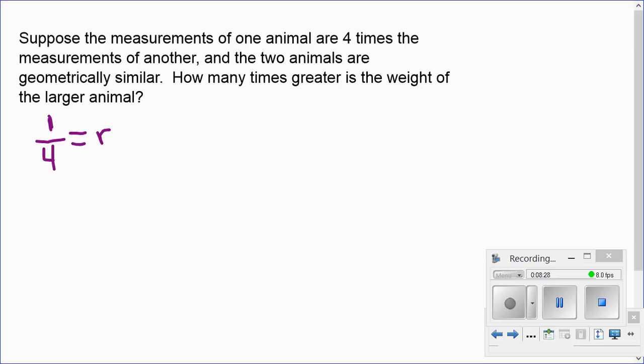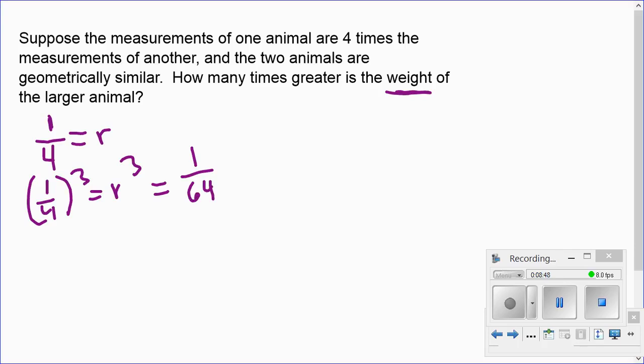So it says how many times greater is the weight of the larger animal. So we're talking about weight. Weight, remember we just looked at, is R cubed. So I'm going to have to take 1/4 and cube it to get R cubed. So when I cube 1, I get 1, and when I cube 4, I get 64. So now that I have my R cubed, my weight ratio, I can see that the larger animal is 64 times that of the smaller, which answers our question. So 64 times greater.